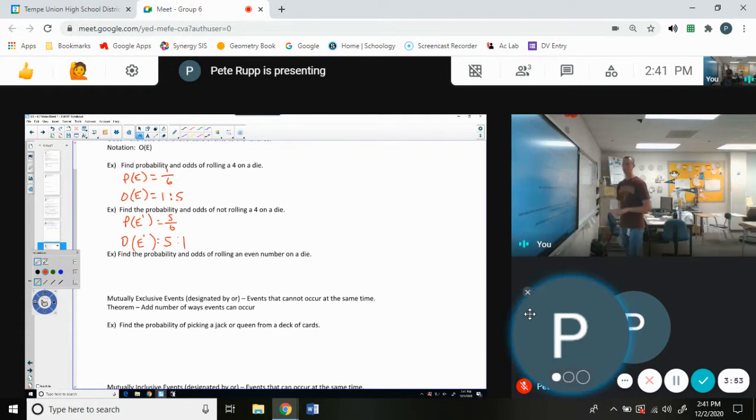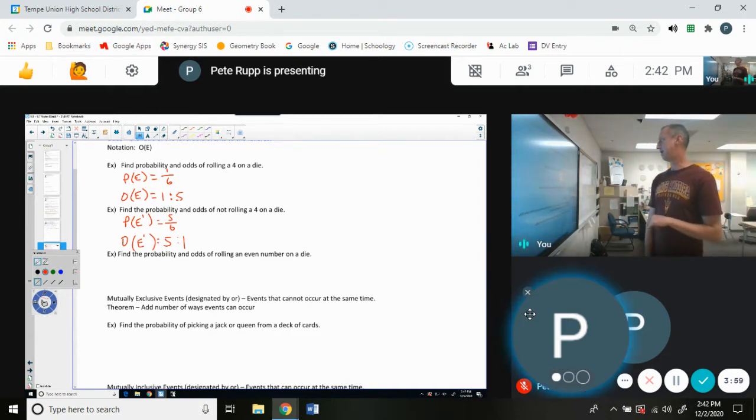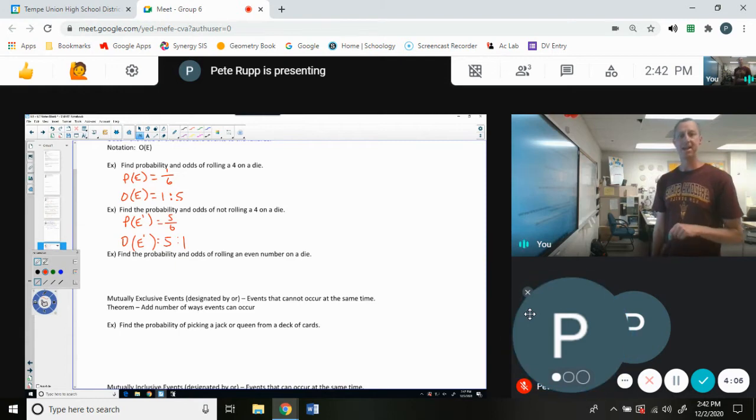Next one, find the probability and odds of rolling an even number on a die. I'm going to have you guys pause the video right here. Go ahead and calculate and write down the fraction and the ratio for finding the probability and odds of rolling an even number on a die, and then press play when you're ready. Remember to always simplify fractions and simplify ratios.